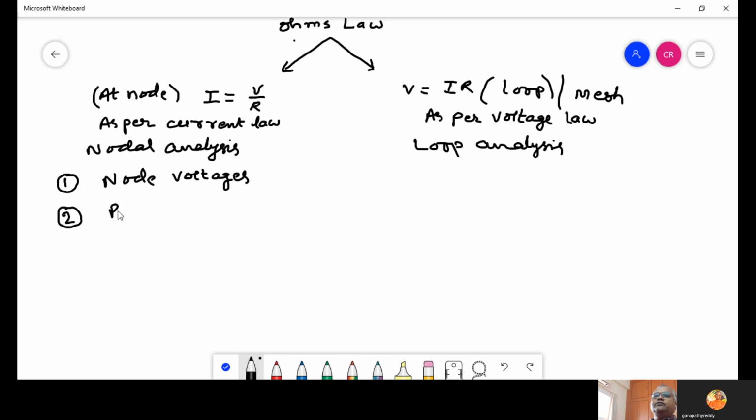From the node voltage, we can find the branch voltages. From the branch voltages, we can find the branch currents.